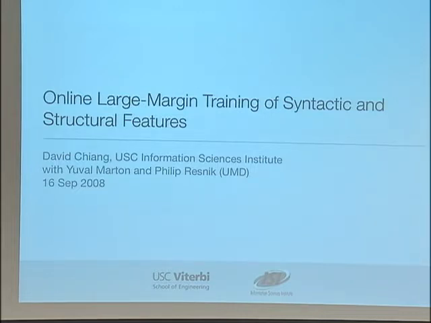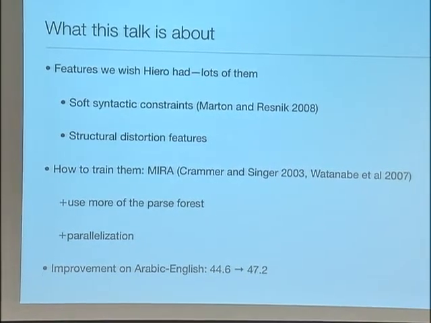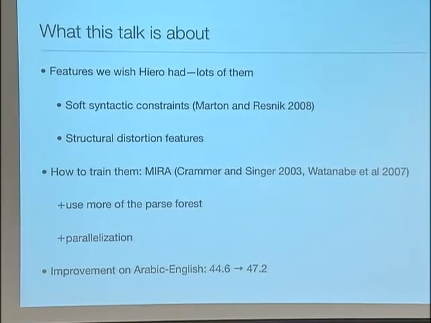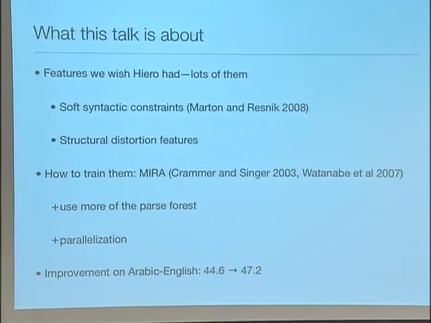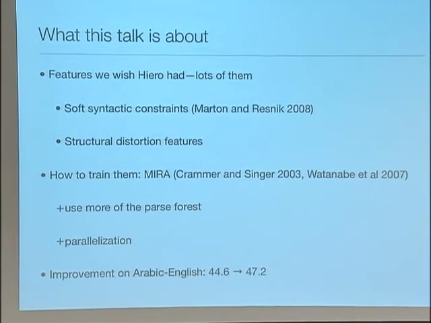Okay, so what is this talk about? Here's the one slide summary. Jirfei Li asked me earlier today to share what are the things that I dislike about Hiero, which is this machine translation system that Chris mentioned. And so I promised that I would devote the first part of the talk to what I don't like about Hiero and how I would like to improve it. And so these are two classes of features that would be nice to add to Hiero. One is the soft syntactic constraints of Marton and Resnik, which they presented at this year's ACL. And another is a set of distortion features that are kind of inspired by the distortion model of a phrase-based machine translation system, but adapted for a grammatical system. And I'll explain more what that means in a bit.